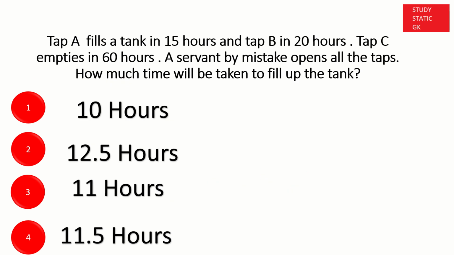Tap A fills a tank in 15 hours. Tap B in 20 hours. Tap C empties it in 60 hours. A servant by mistake opens all the taps. How much time will be taken to fill up the tank?